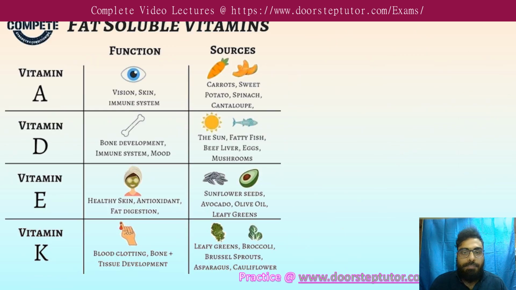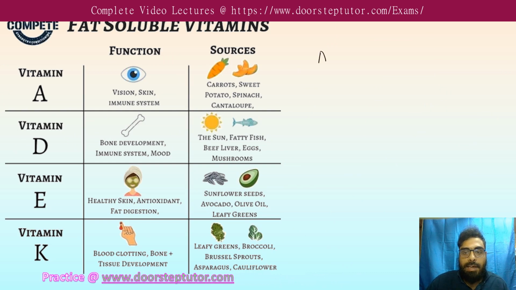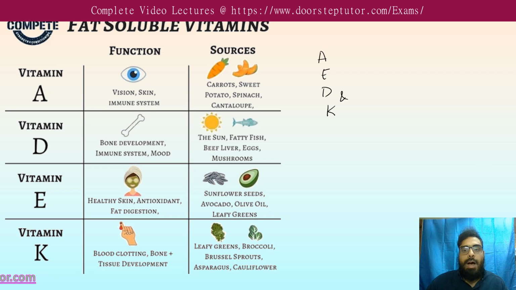Fat soluble vitamins consist of four: A, E, D and K. Out of these, the most important that can be asked, and that has been asked in the signaling chapter, but the question was from these vitamins. They have asked about retinol and retinoic acid again and again.